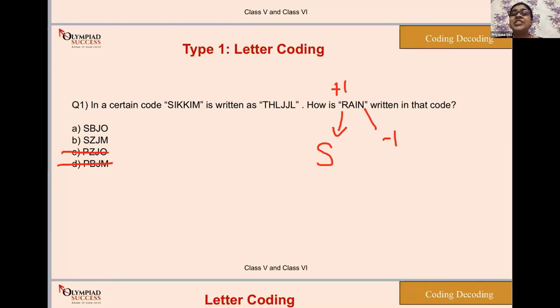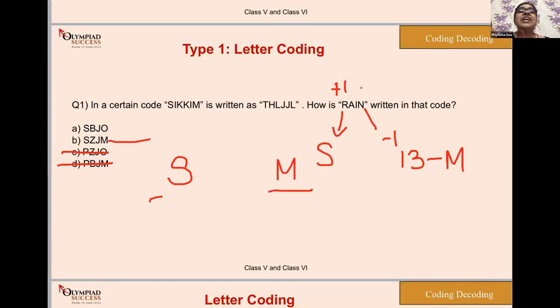This method is called option elimination. Now I will not check for any other thing. I'll just check for the last one. If I check for the last one, N is 14 and -1 will give me 13. 13 means we just learned it in the video, 13 means an M. So my answer should start with S, end with M. And there is only one option which is satisfying this condition, and that is option B, right?